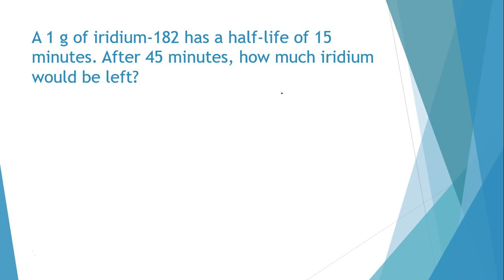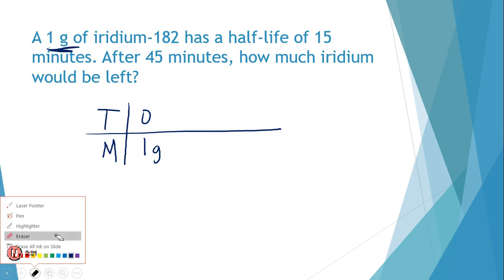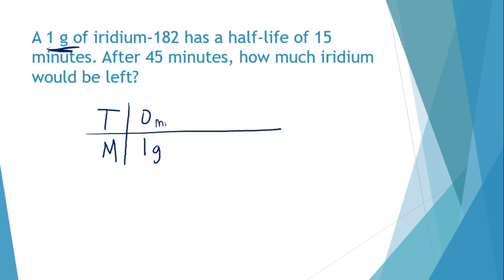Now, there's multiple ways to go about this. This is going to be my recommended method. We're going to make ourselves a chart that compares time and mass. So at a time of 0, that's our starting time, we have 1 gram. So I'm going to write 1 gram down here. So 0 seconds has gone by, or actually in this case it's minutes, isn't it? So we're at 0 minutes. We have a 1 gram sample.